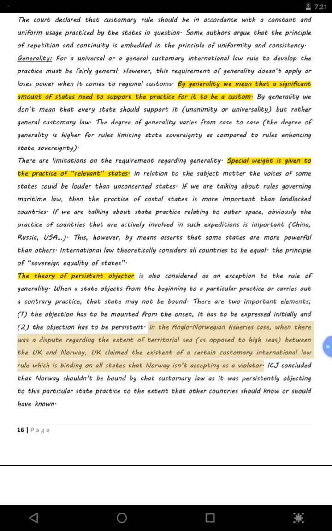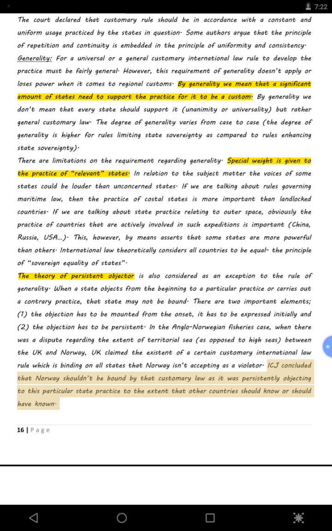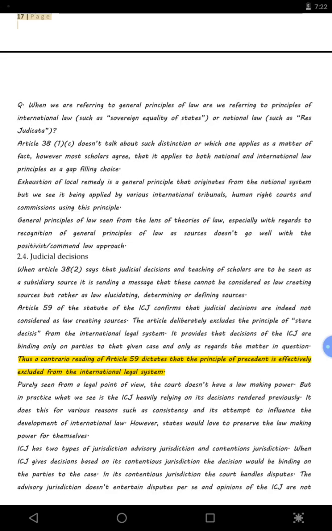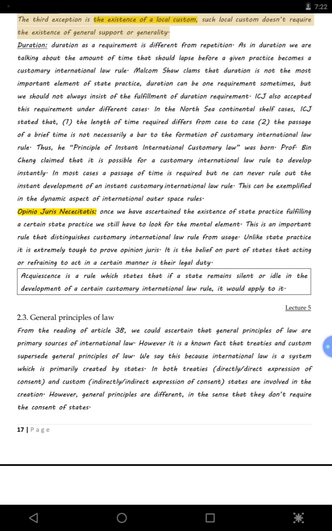In the Anglo-Norwegian fisheries case, when there was a dispute regarding the extent of territorial sea, as opposed to high seas, between the UK and Norway, the UK claimed the existence of a certain customary international law rule which is binding on all states that Norway isn't accepting as a violator. The ICJ concluded that Norway shouldn't be bound by that customary law as it was persistently objecting to this particular state practice to the extent that other countries should know or should have known. The third exception is the existence of a local custom. Such local custom doesn't require the existence of general support or generality.